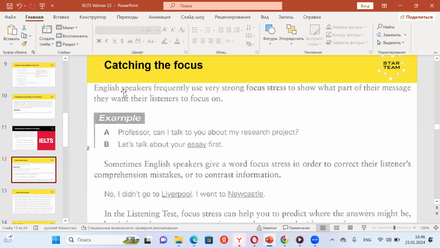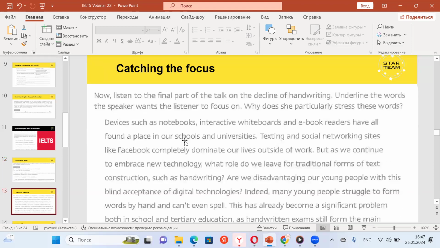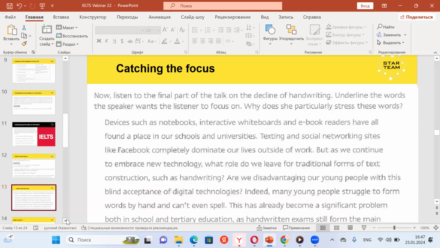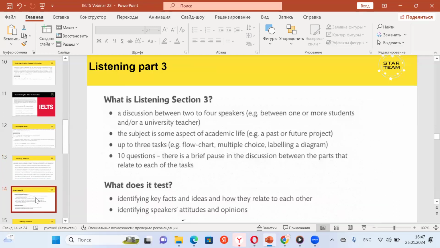Catching the focus. English speakers frequently use focus stress. Да, насчет focus stress мы говорили об этом. Быстро повторим с прошлого урока, что focus stress, практически то же, что я только что сказала, когда мы выделяем очень четко слова, которые содержат важную информацию. Так. Moment. Ouch. Let's talk about listening part 3.